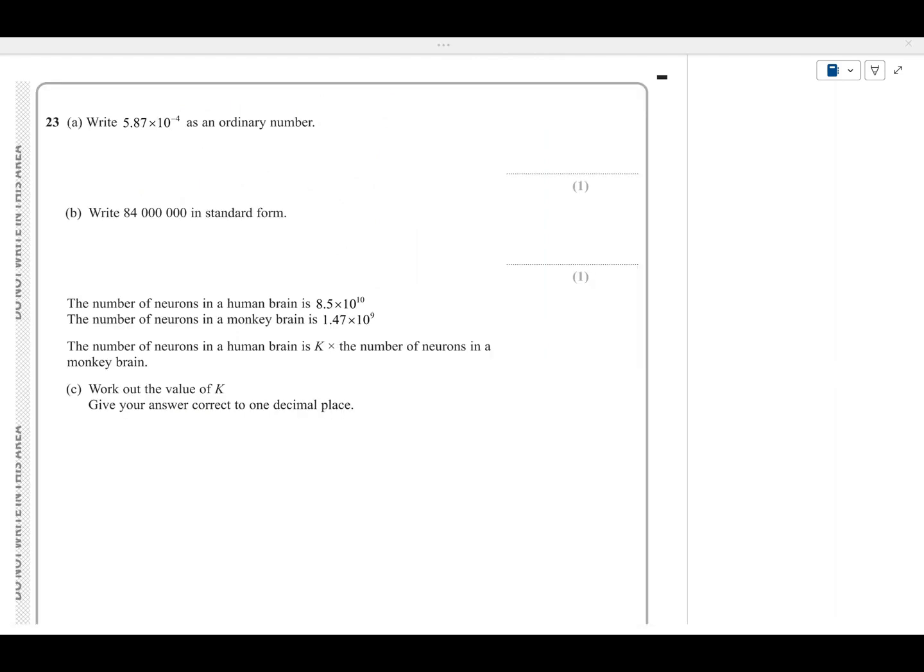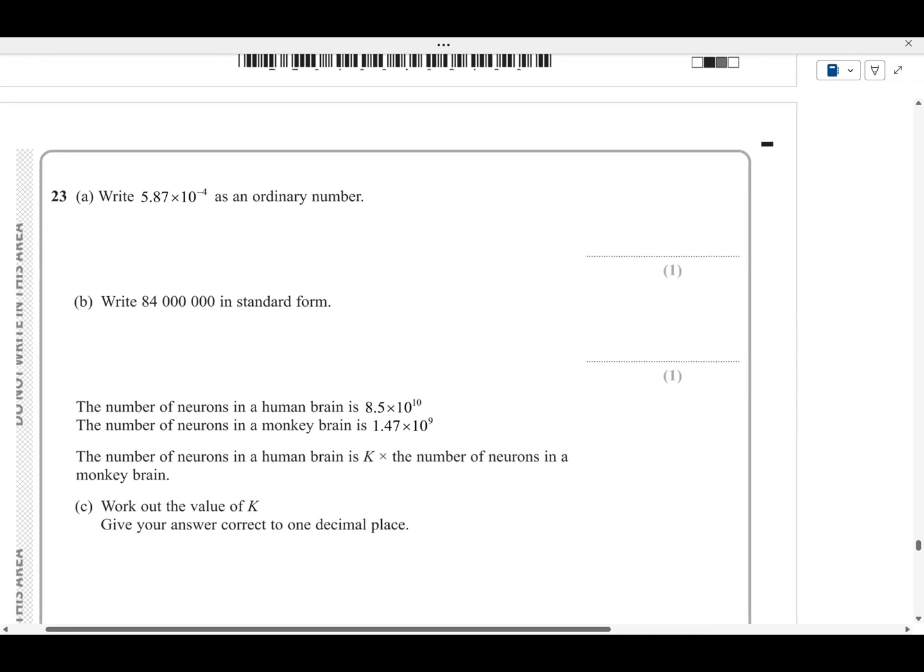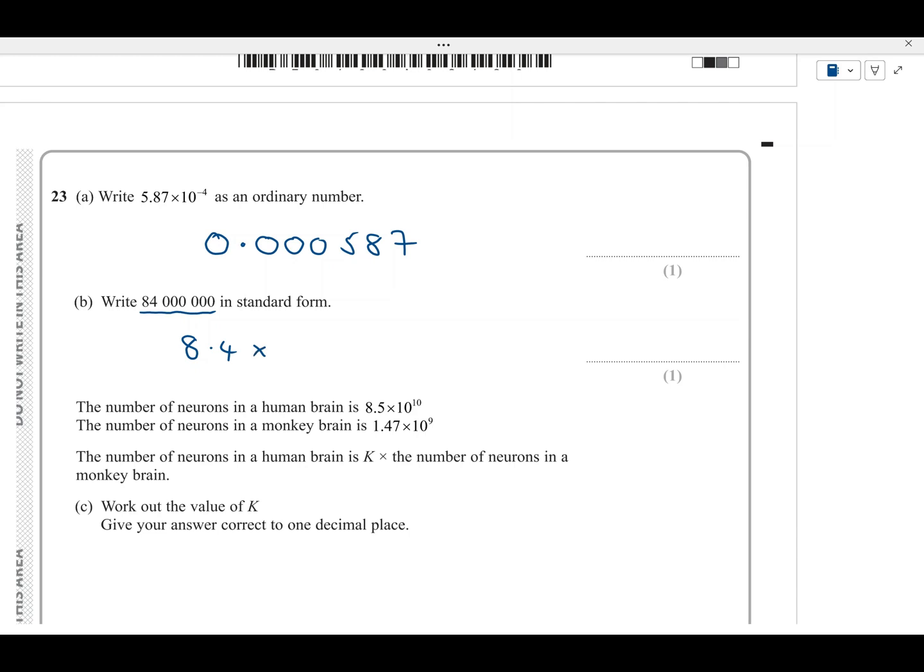Question 23. Write down this as an ordinary number. So I'm going to move the decimal point 4 places. One hop gets it over the 5, so I'll need 3 more zeros there. Write this number in standard form, 8.4 times 10 to the 7.